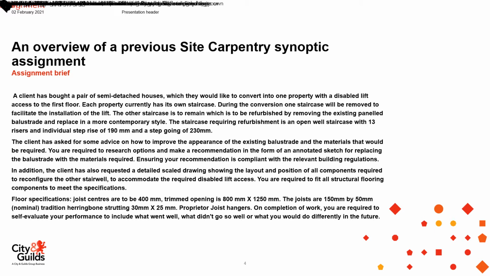In addition, the client has also requested that they receive a detailed scale drawing showing the layout and position of all the components required to reconfigure the open stairwell, the one that is to accommodate the disabled lift access. They are then required to fit all the structural flooring components to meet the specifications. The flooring specifications are given, so the joists are at 400mm centres, with a trimmed opening 800mm by 1250. For the joists they're going to use a 150 by 50mm nominal size, however CLS can be used. Traditional herringbone strutting is to be included, and the use of proprietary joist hangers.